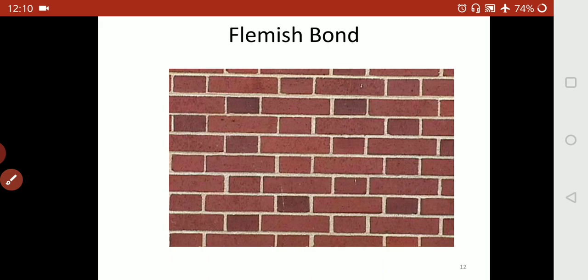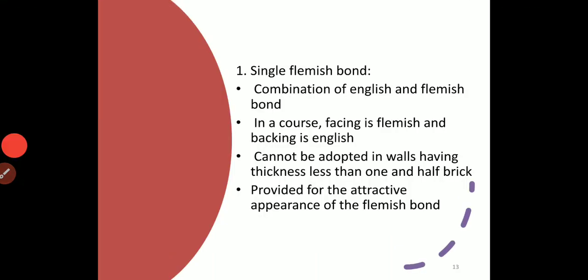So what is Flemish bond? There are two types of Flemish bond. One is single Flemish bond, the second is double Flemish bond. In Flemish bond, the arrangement of the bonding of the brickwork in each course consists of alternate headers and stretchers. Every alternate course starts with a header at the corner.